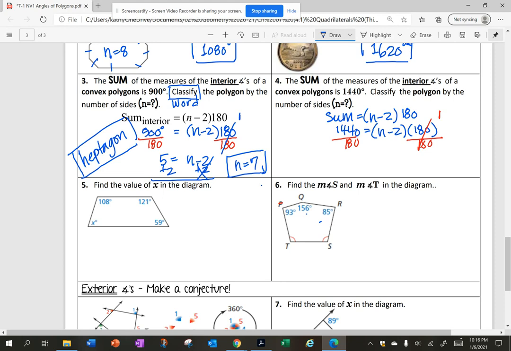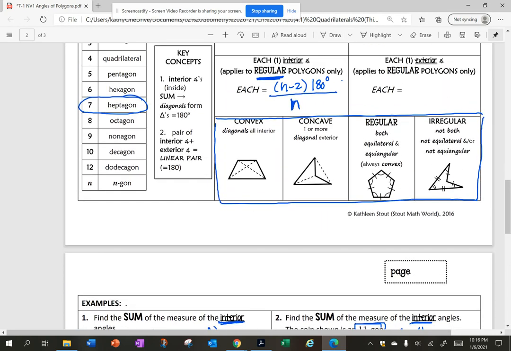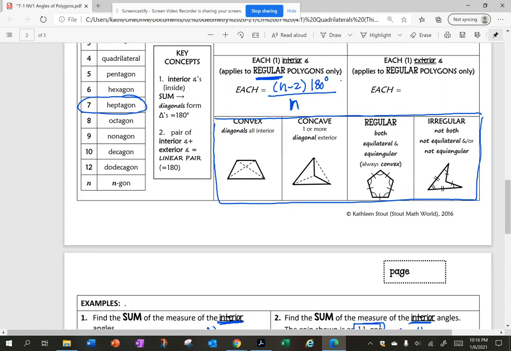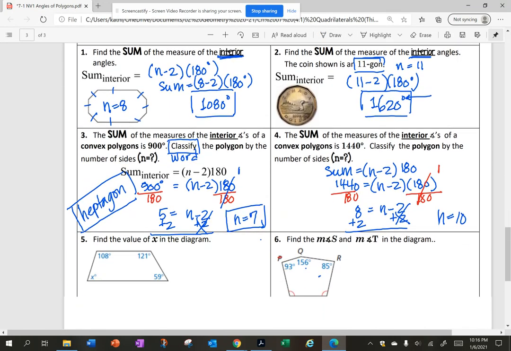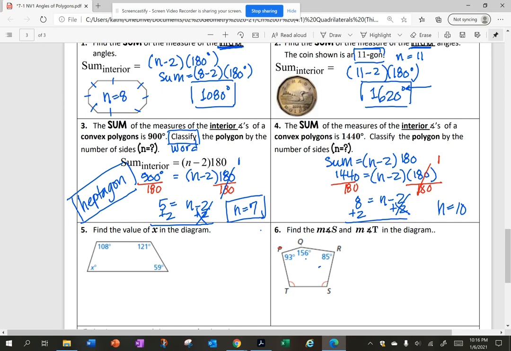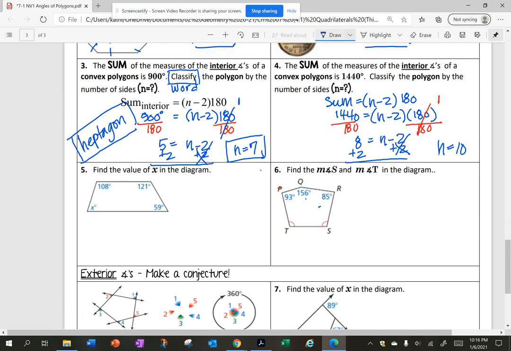1440 divided by 180 is 8. Equals n minus 2. Adding 2 to both sides, and I get n equals 10. A 10-sided figure is called a decagon. Okay, so classifying my figure, it is a decagon.